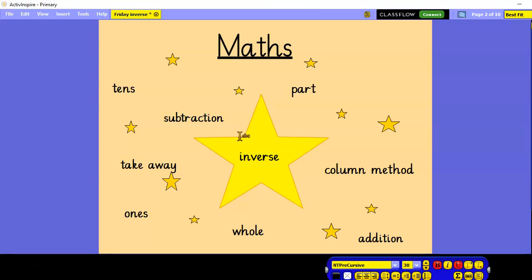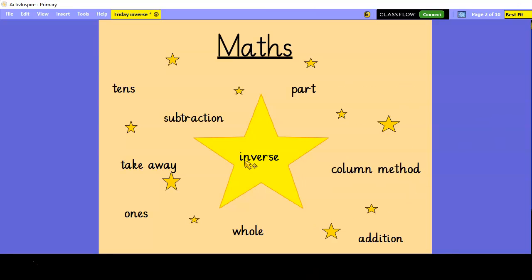and my special star word today, we've been doing the column method, we know that. My special star word today, my turn then your turn, inverse, your turn. Inverse. Inverse is a new word, isn't it? And it means when we are doing the opposite in maths.